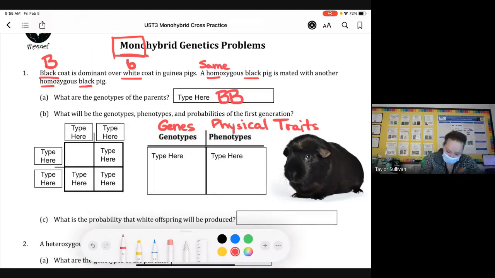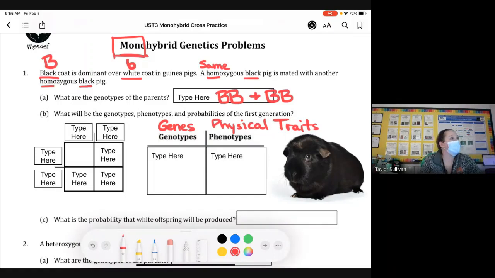And then our second guinea pig is the same, and it's black. So we're going to have another big B, big B. So both parents are homozygous for the dominant allele.